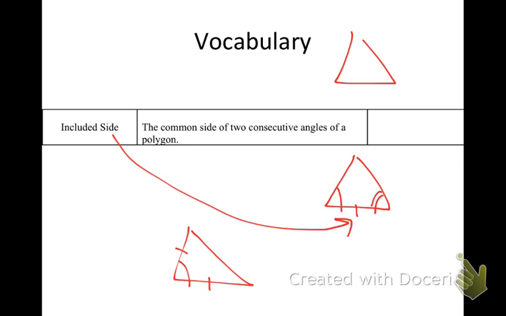So let's look at a triangle up here. If I gave you angles like that, would that be an included side? Yeah. Would that at the top be an included side? No. Would that be an included side? No. Would this be an included side? Yeah. Would this be an included side? No. Would that be an included side? Yes. Would that be an included side? That one, no. That one. Okay, so you're trying to recognize where the included side is.